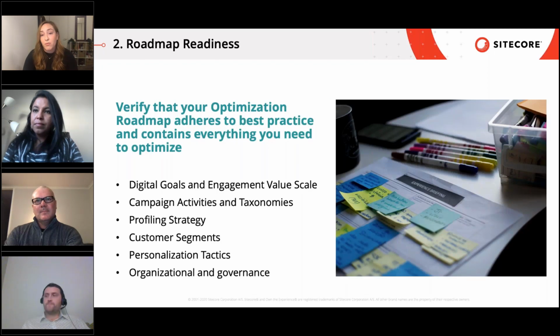Next up is the roadmap readiness checklist, where you'll be verifying that your optimization roadmap has everything you need, including digital goals and an EVS, campaign activities and taxonomies, profiling strategy, customer segments, personalization tactics, and then organizational and governance elements.